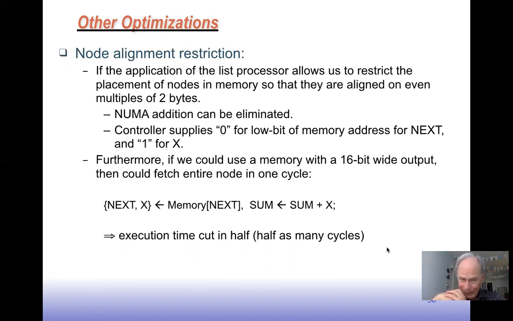If we could use a memory that's 16 bits wide, we could fetch the entire node in one cycle. So we could fetch next and X all in one memory access, and then on the next clock cycle we could form the sum. That would allow us to do this processing with 1 clock cycle per node instead of 2, and that would cut the execution time in half. But again, to keep things interesting, I kind of forced it, so we needed 2 memory accesses per iteration.